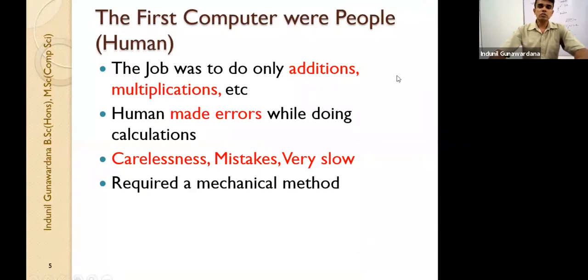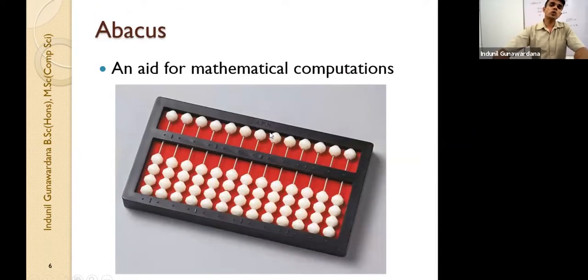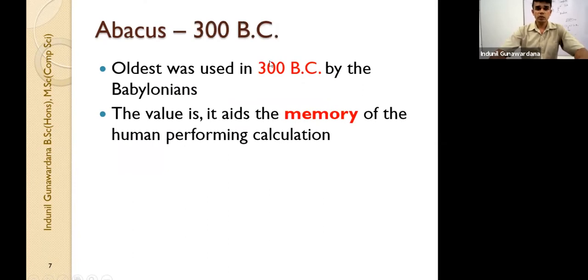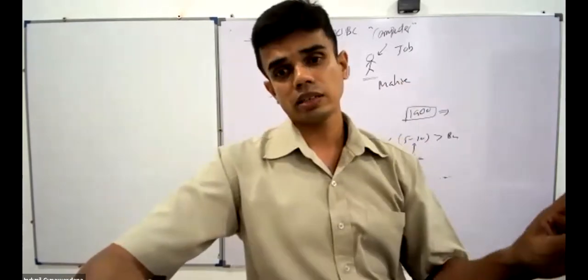Then again, the first computers, the job was to do only addition and multiplications. Humans made errors while doing those calculations, careless mistakes, very slow. Then there was a requirement of having a mechanical method. Then the abacus was said to be the first machine to support calculations. This was around 300 BC, before Christ. It was used by Babylonians. The value is to aid memory of the calculations. We know what the use of abacus is, right?